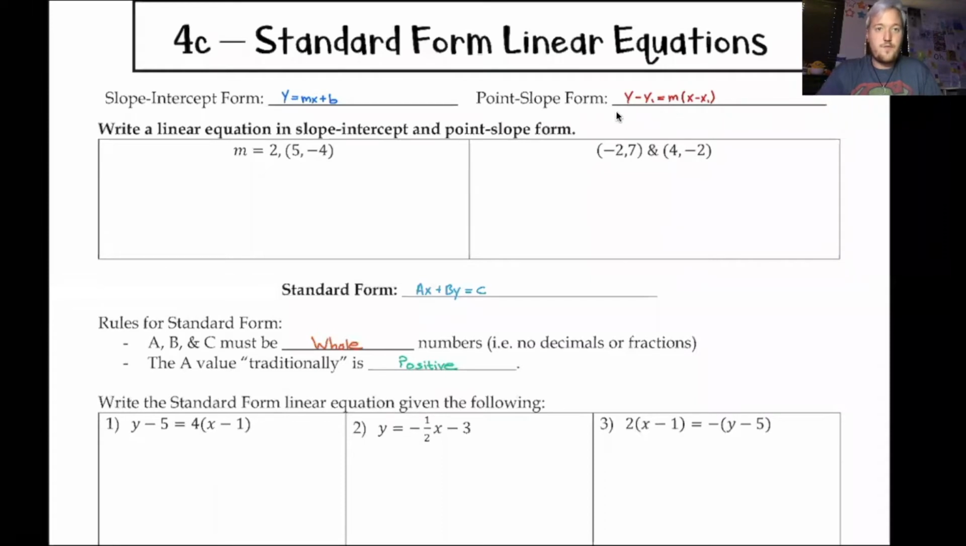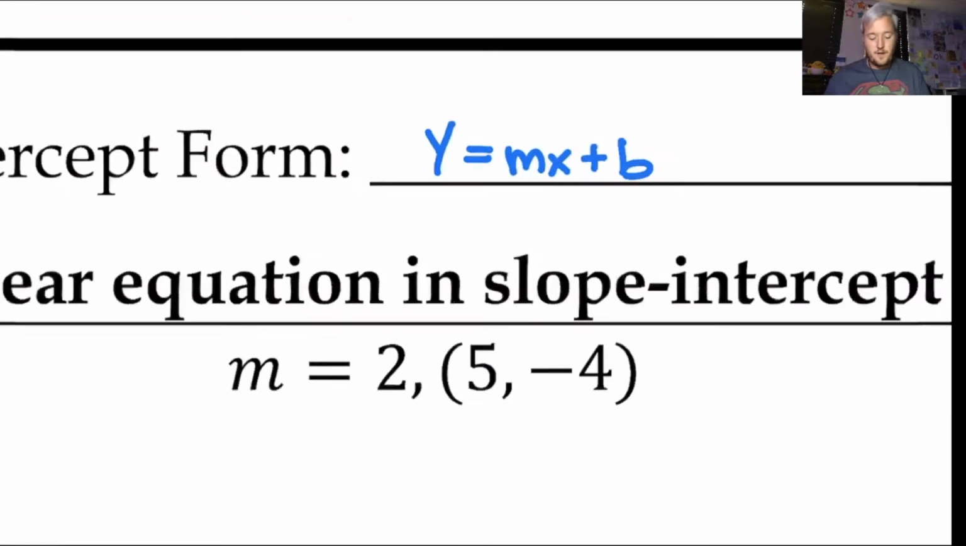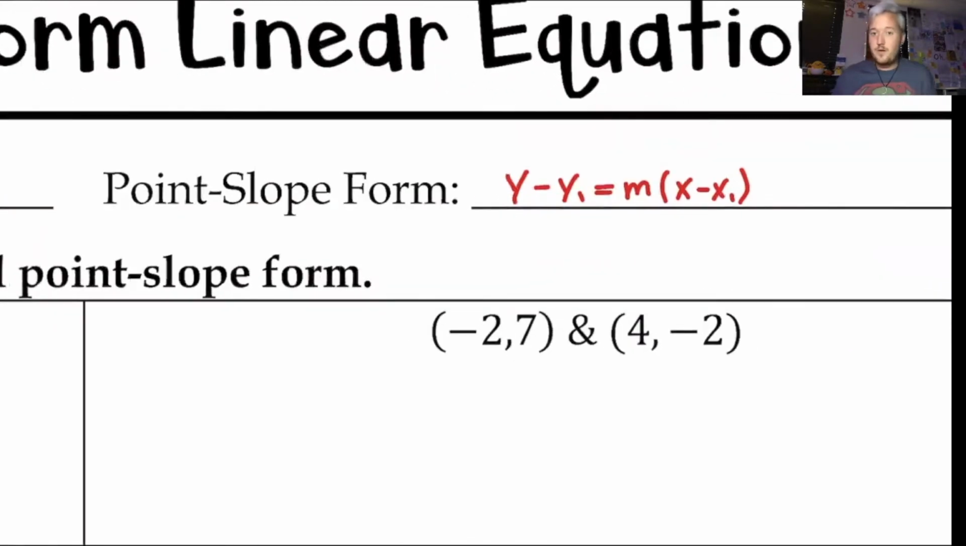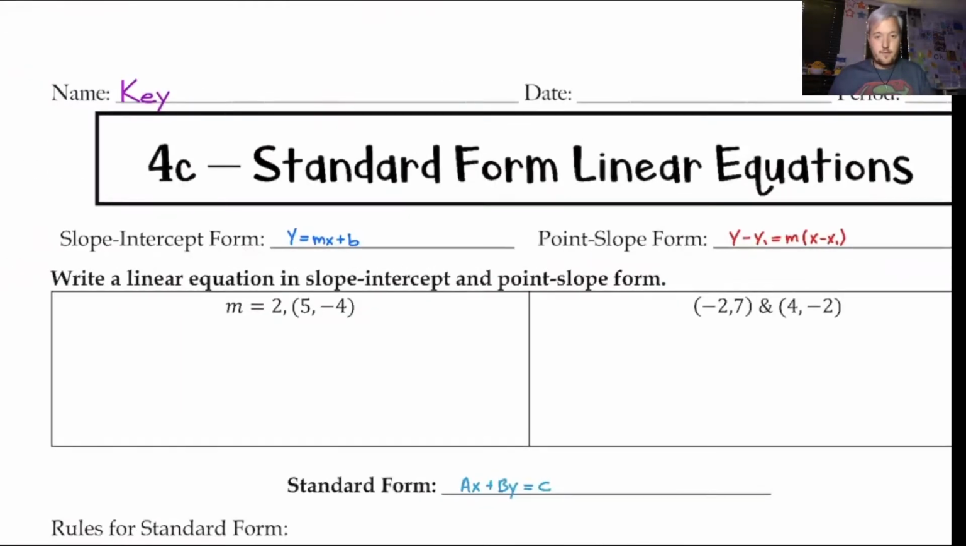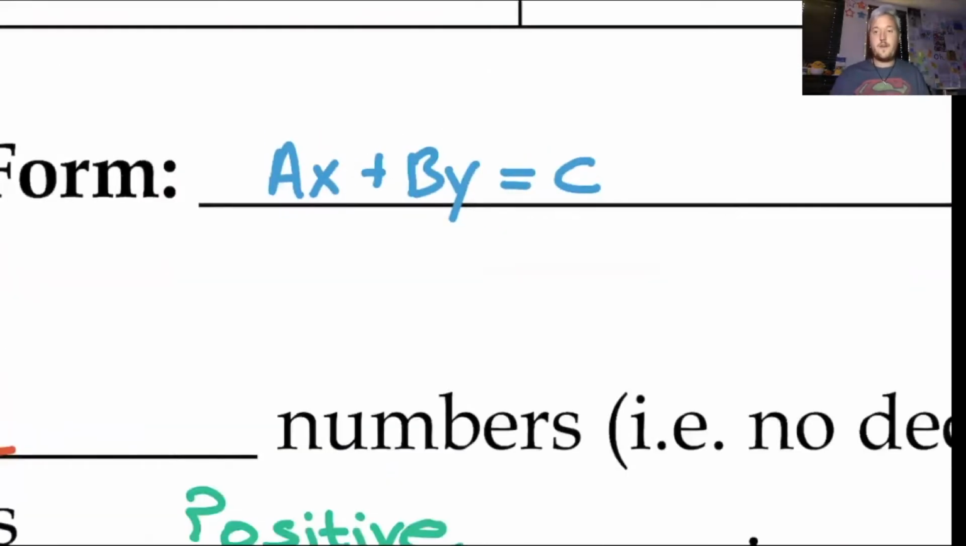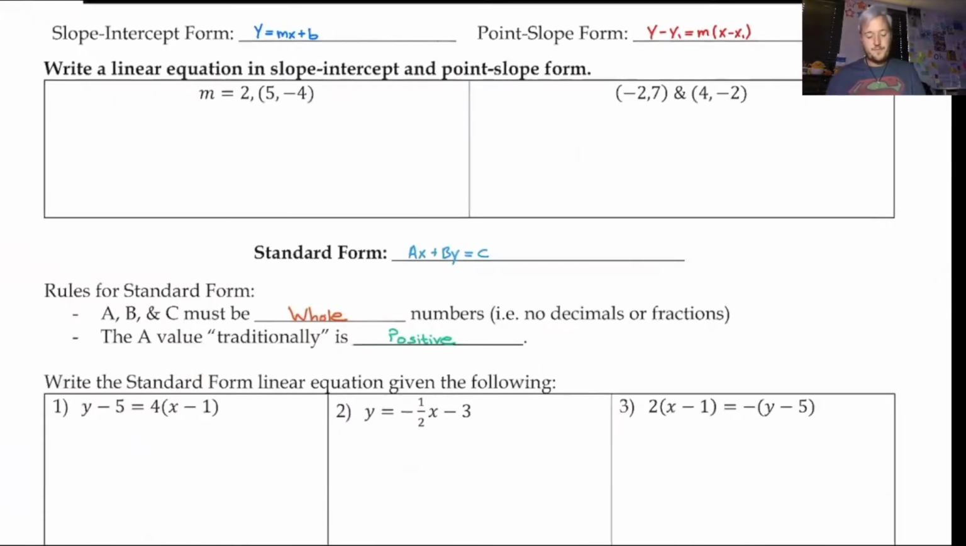All right, so for 4C, this lesson is going to focus on what we call standard form. Just a quick recap: before, we've done slope-intercept form, which is y equals mx plus b, and just recently we did point-slope form, which is y minus y1 equals m times x minus x1. Now we're going to be looking at standard form, which is ax plus by equals c. We've actually dealt with standard form before. We're just going to look at it from a different perspective.